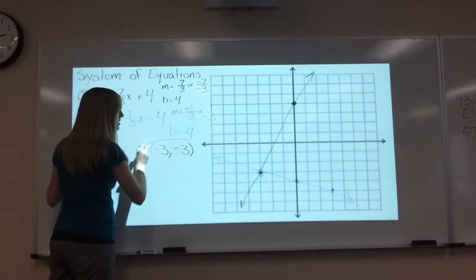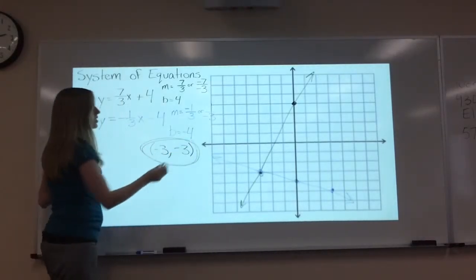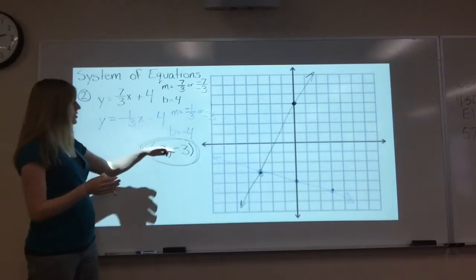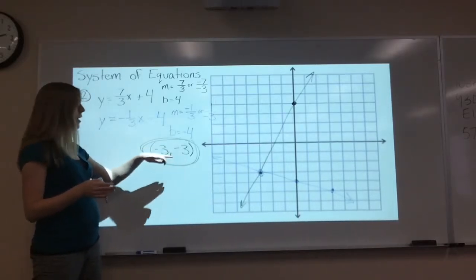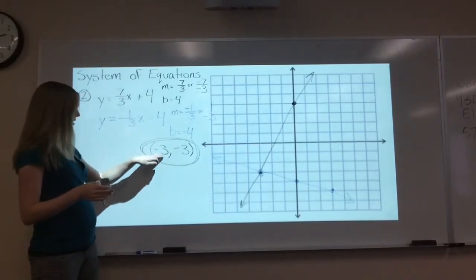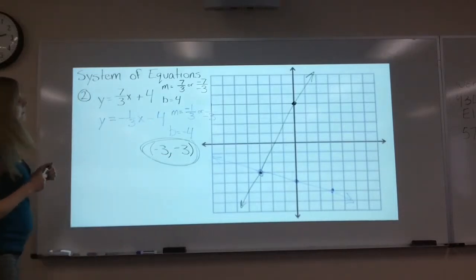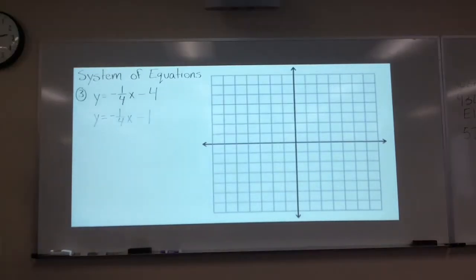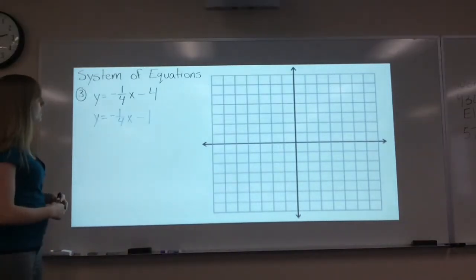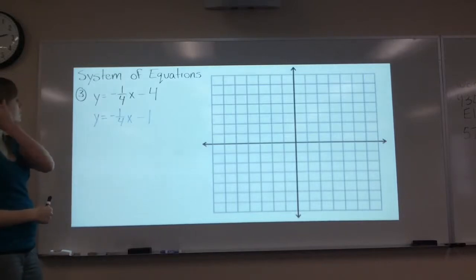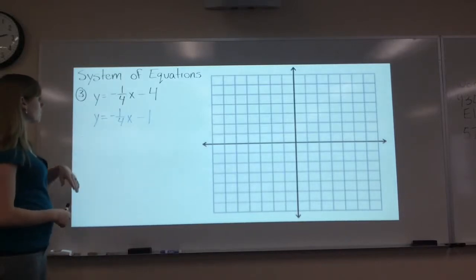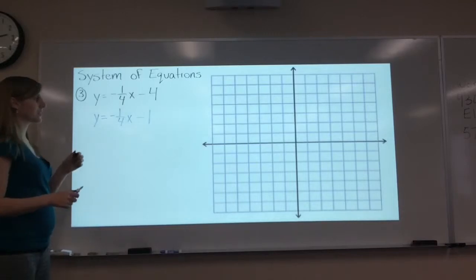Remember, the graph is the way to find the answer. The graph is not the answer. The point where they intersect is. So you have to put this point. This is your x, this is your y. For problem number 3, our first equation is y equals -1/4 x minus 4. Our second equation is y equals -1/4 x minus 1.